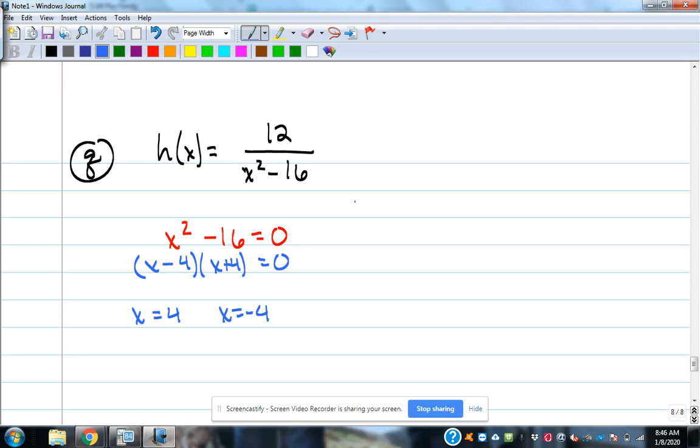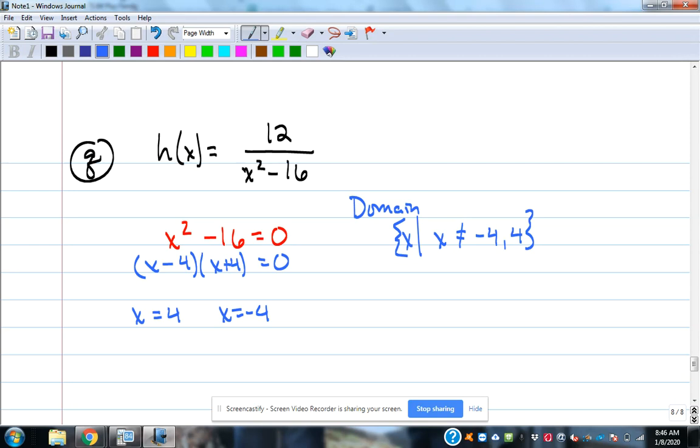So the domain in set notation, that's the easy one. You just list them out there. X does not equal, that's just an equal sign with a slash through it, negative 4 and positive 4. I usually put mine in numerical order, but there's no rule that says you have to. But that's the way you're going to see them most of the time.